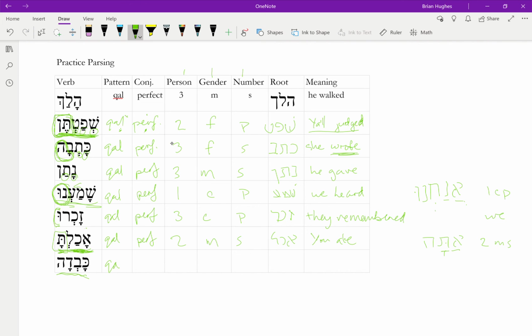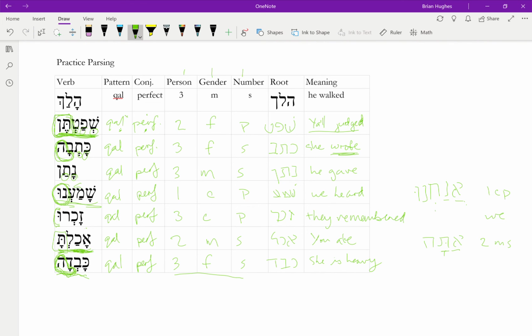And here we have kavda. So it's cal, perfect. And this is something we would never say, but I had to come up with some stative example for you. So here we have the kametz hey ending, which you recognize is the feminine singular marker for a noun, and so there's some crossover here. So this is third feminine singular from kaved, to be heavy, and so she is heavy.